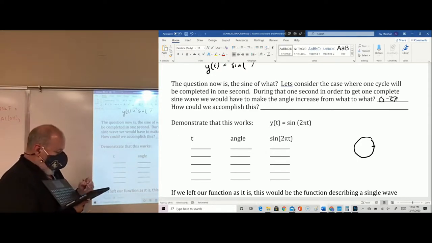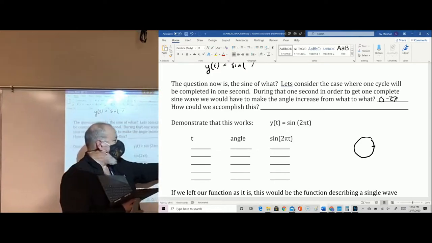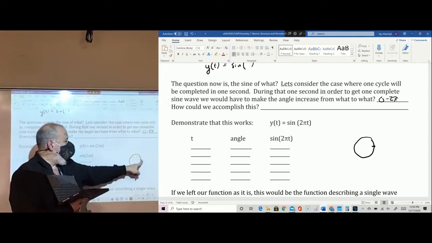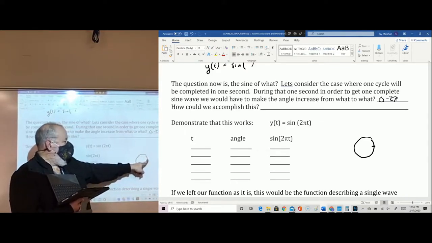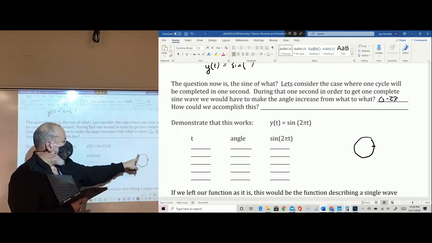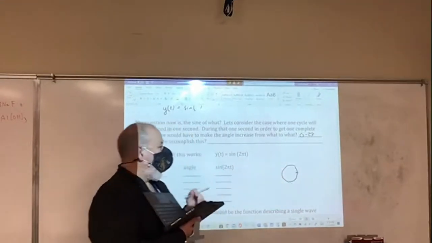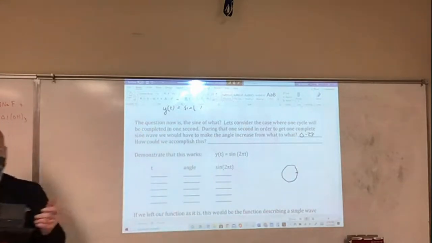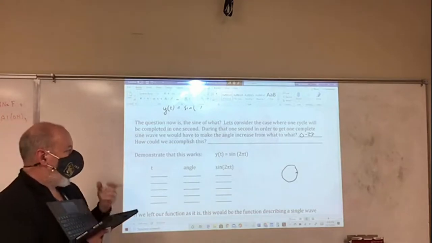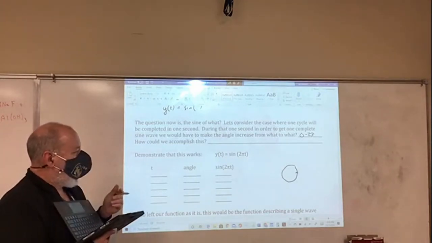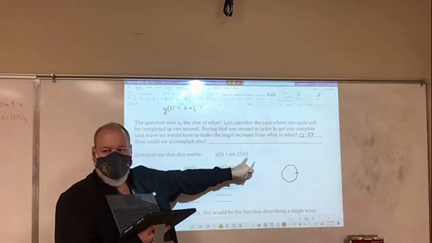Okay, so how would we accomplish this? I want to go from 0 to 2 pi in 1 second. So how would I get this point? What would I multiply 2 pi by in order to get that particular value? Wouldn't I just multiply it times t?